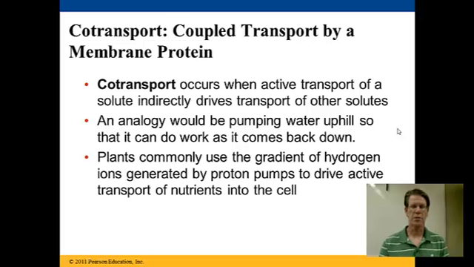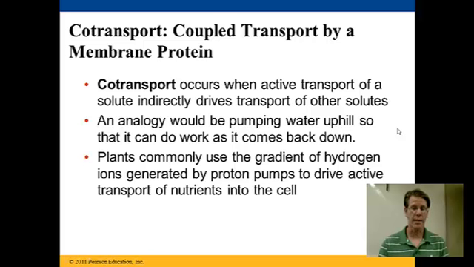An analogy of this would be, for example, pumping water up a hill so that it can do some work, moving turbines or whatever, as it comes back down. A common example would be that plants use hydrogen ions generated by their proton pump to drive the active transport of certain nutrients, certain sugars, into the cell. They would not be able to get through the cell membrane without the addition of the hydrogen ion. So the hydrogen ion is pumped out against the concentration gradient.